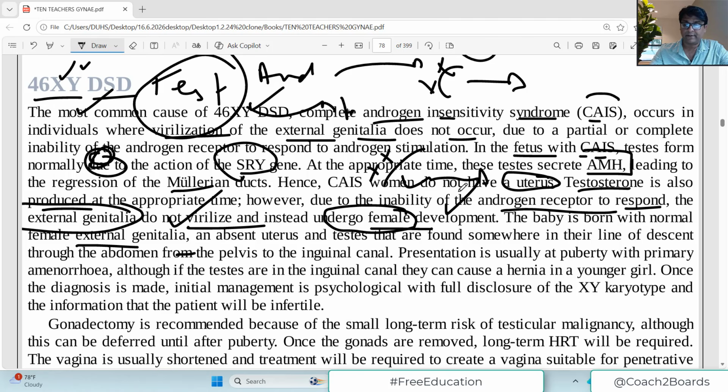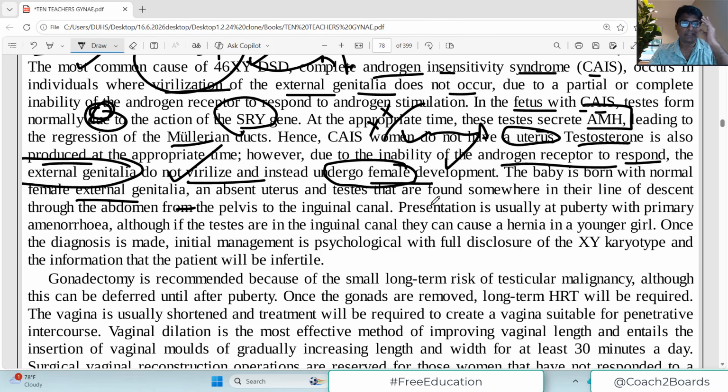Parents think this is a female baby, but then later on they start seeing that there are testes too, and they are descending, things like that. Presentation is usually at puberty with primary amenorrhea, because they are expecting the baby to be a female baby, but it's actually not a female baby, it's a male baby with testes. Only the external genitalia are female, right? And the female baby then says that, well, there is no menses, there are no secondary sexual characteristics being developed. This is where you contact the physician, and then investigations happen, and then you get to know that this is actually a male baby with this particular syndrome, right?